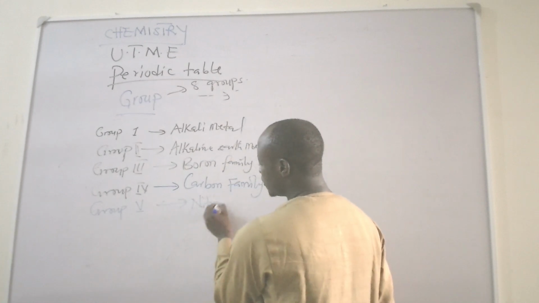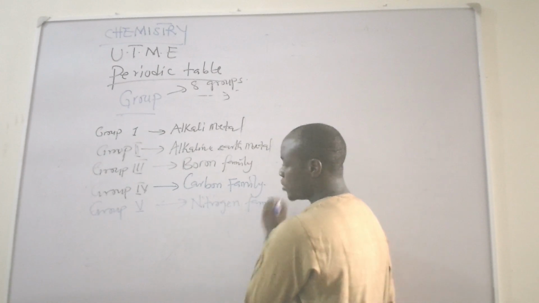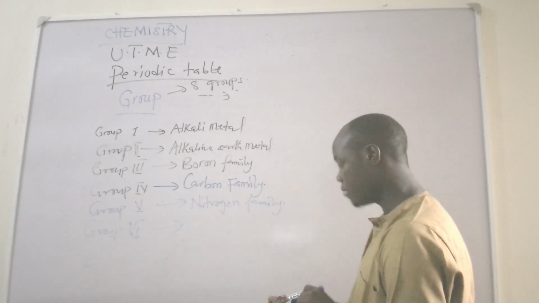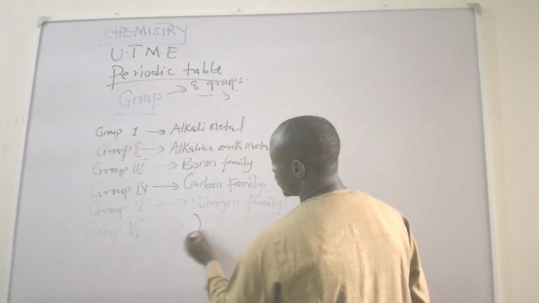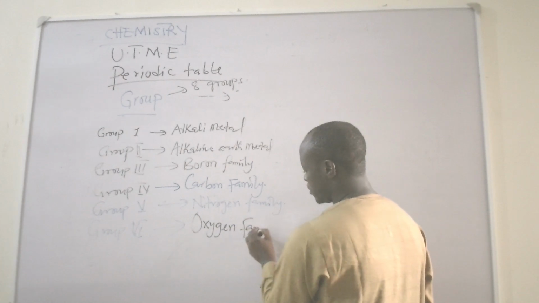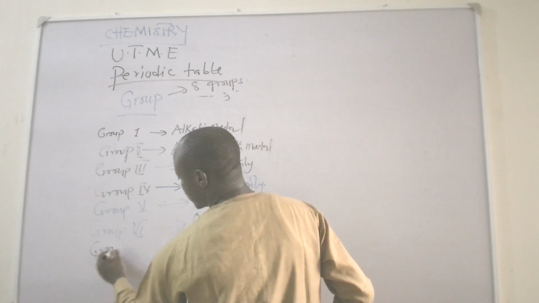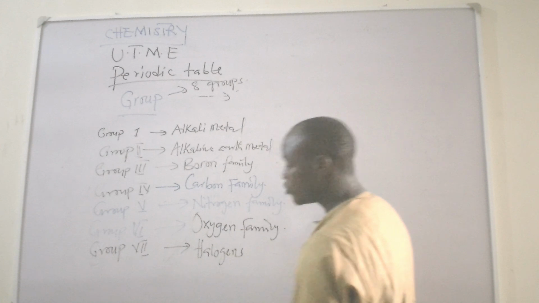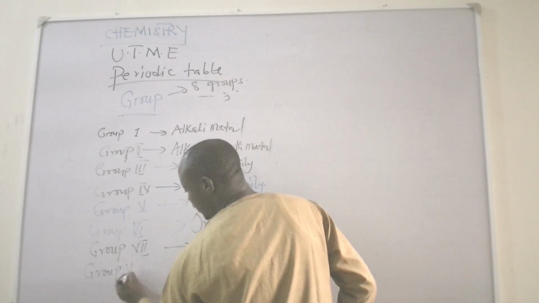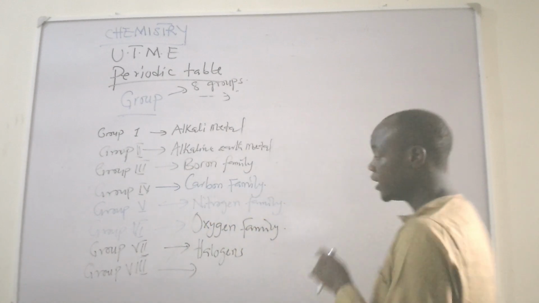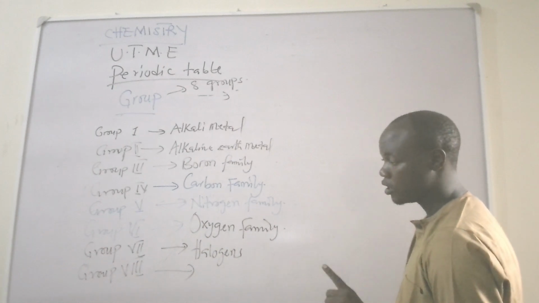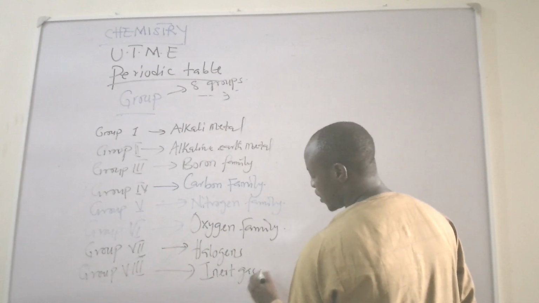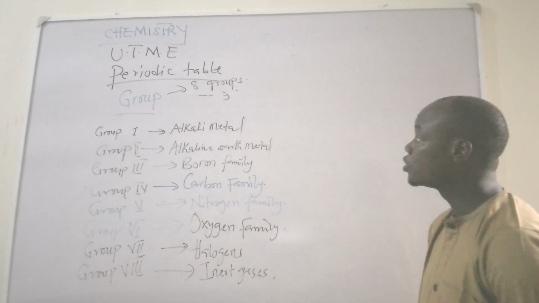Then group five is the nitrogen family. Then we have group six, which is called the oxygen family. Group seven is called halogens, that is, salt formers. Lastly, group eight is called noble gases. So these are the eight groups of the periodic table.